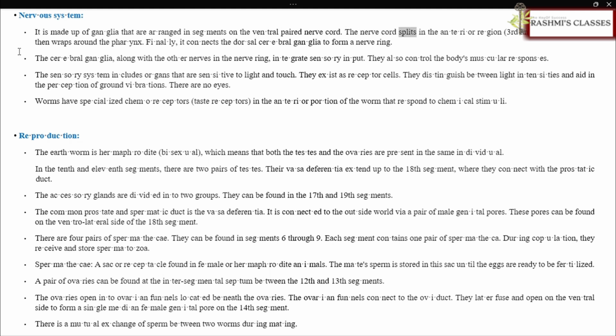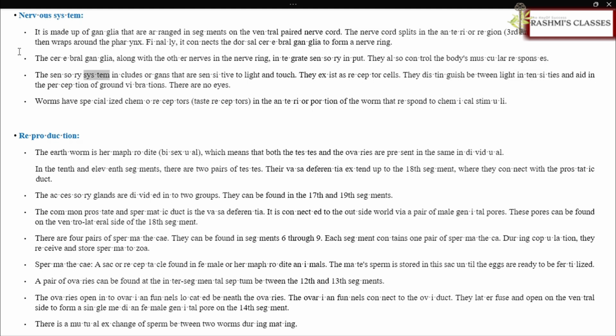The nerve cord splits in the anterior region, third and fourth segments. It then wraps around the pharynx. Finally, it connects the dorsal cerebral ganglia to form a nerve ring. The cerebral ganglia, along with the other nerves in the nerve ring, integrate sensory input. They also control the body's muscular responses.